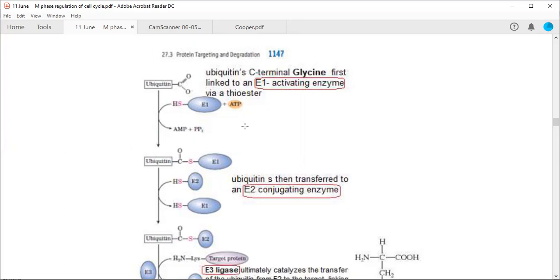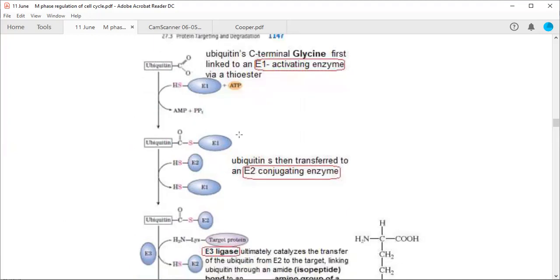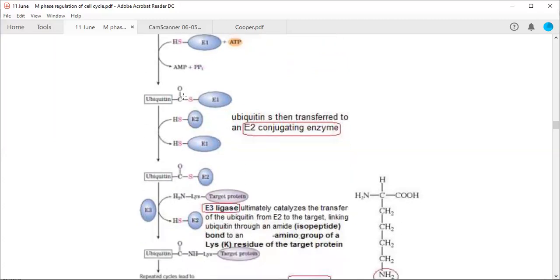So remember, the formation of this thioester bond requires 2 ATP molecules. Once this E1 activating enzyme forms a thioester bond, which is between the glycine CO and the SH of cysteine of the E1 enzyme, the function of E1 is over. This activating enzyme itself has got attached with the ubiquitin protein.